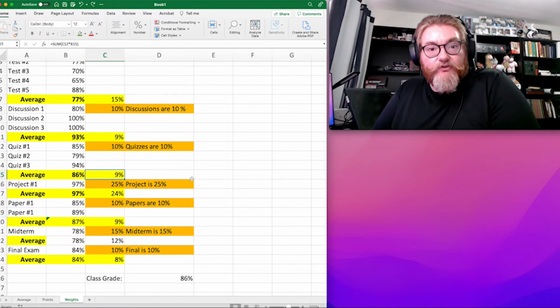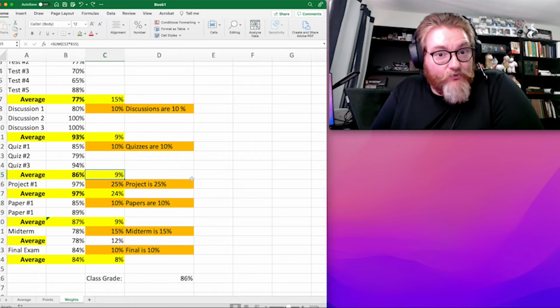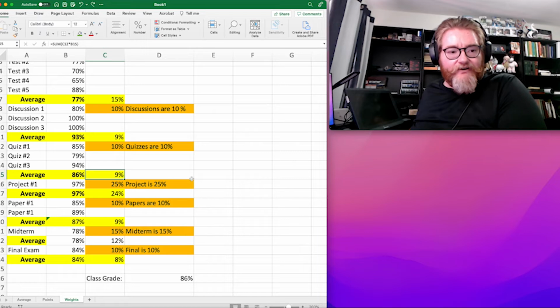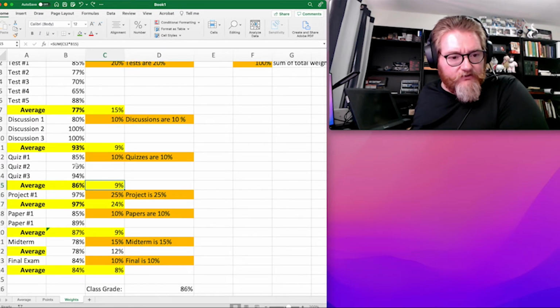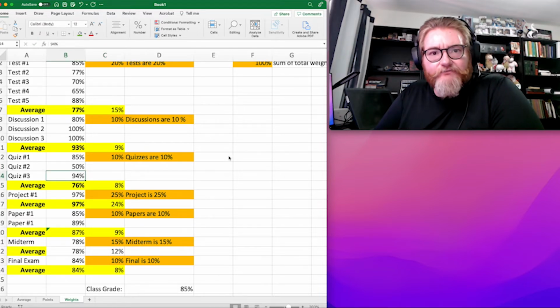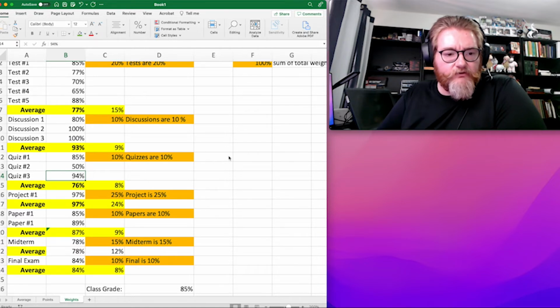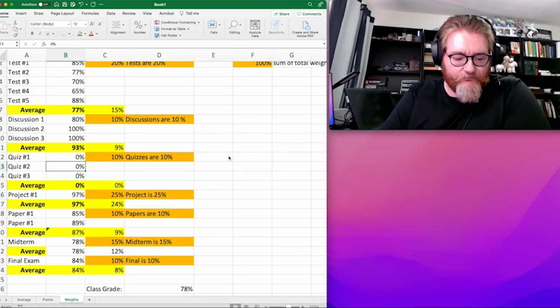Using the same numbers with weights, we see that you would have a class grade of 86% in this class for doing the same exact work because the weights are different. So watch what happens. Watch what happens if we just go in here to, let's say, quiz number 2, and we give you a 50. Doesn't really hurt. Doesn't really hurt. Well, what if you zero out all the quizzes, don't do any of the quizzes? Now you're down to a 78. Again, doesn't really hurt.